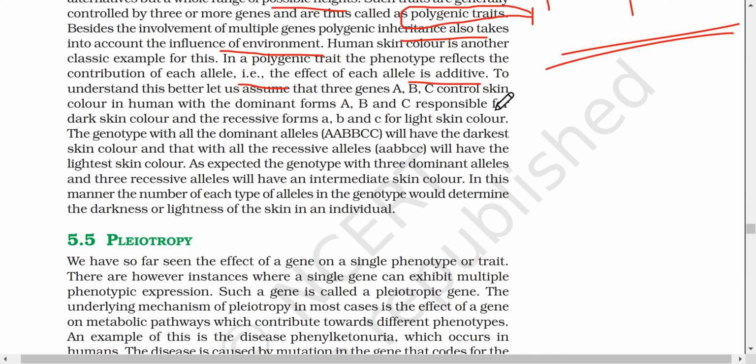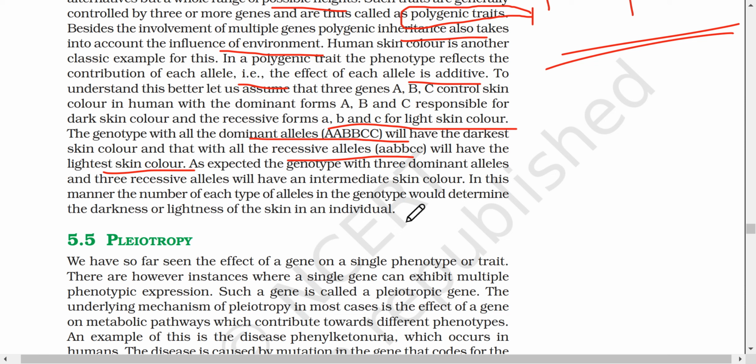To understand this better, let us assume that three genes A, B, C control skin color in human with the dominant forms A, B, and C, responsible for dark skin color, recessive forms for light skin color. The genotype with all the dominant alleles will have the darkest skin color, and that with all the recessive alleles will have the lightest skin color. अब हमने तीन genes लिए, उसके छह alleles ले लिए, एक में सारे dominant लिए, दूसरे में सारे recessive लिए, basically for your skin color.